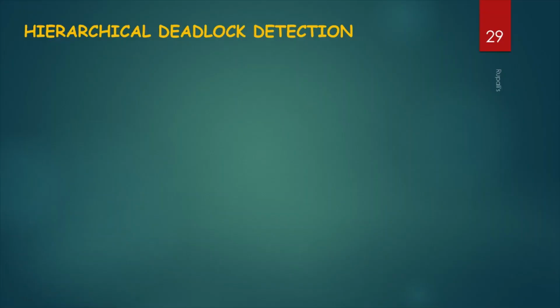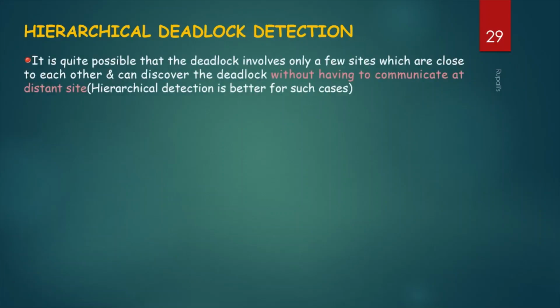Our next topic is hierarchical deadlock detection. What is that? In some cases, we can see that the deadlock involves only a few sites which are very close to each other, and those sites can discover the deadlock without having to communicate with a distant site. So at the distant site there is no deadlock, but within some close sites, they discover the deadlock. In such a case, hierarchical detection is better.